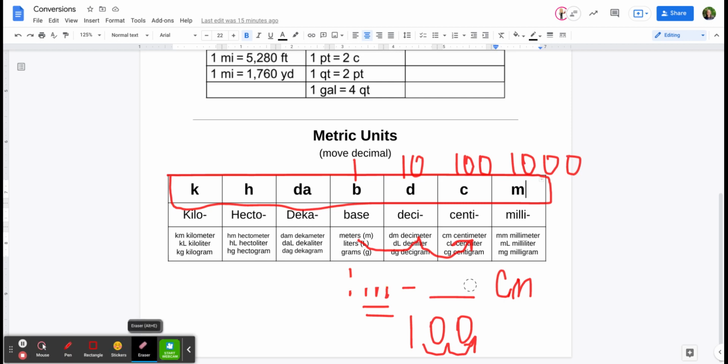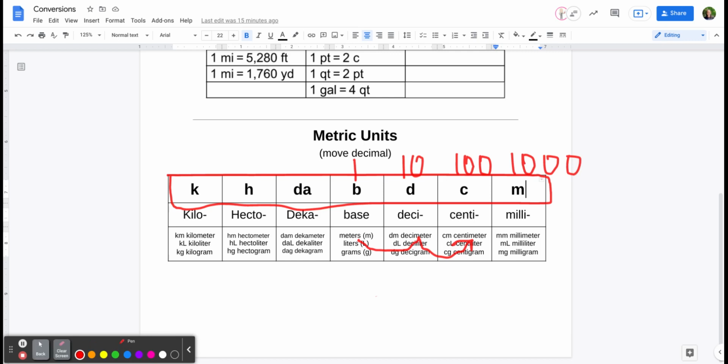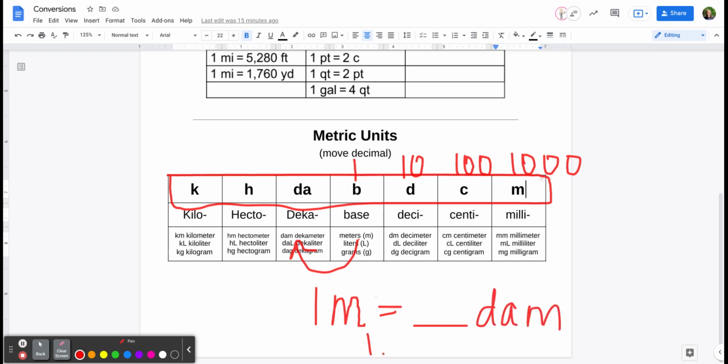Now we can do the same thing traveling to the left where our units are getting bigger. Well, if our units are getting bigger, then the number is going to be getting smaller. So if I want to move from 1 meter to how many decameters, I would have 1 meter equals how many decameters. Well, I'd start with my 1, my decimal's at the end, move that decimal once to the left, 0.1. So 1 meter is equal to 0.1 decameters. Same thing if we're going to hecto.